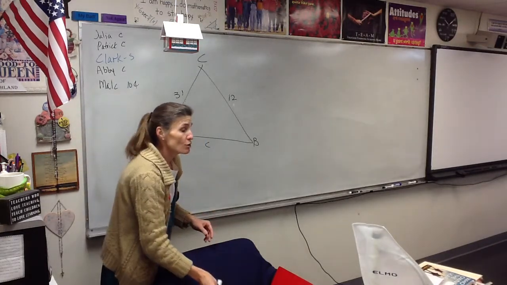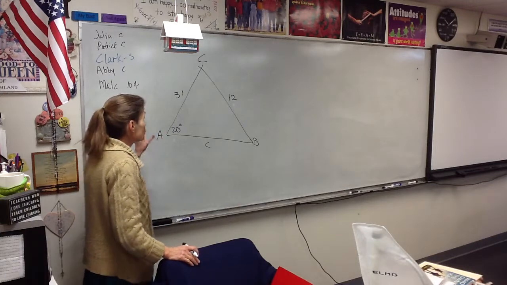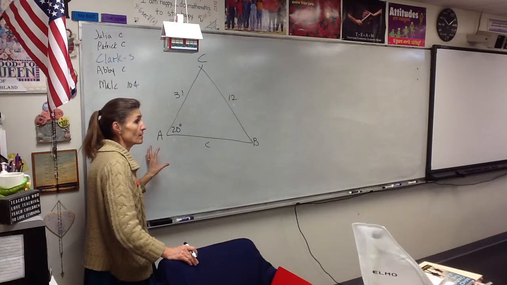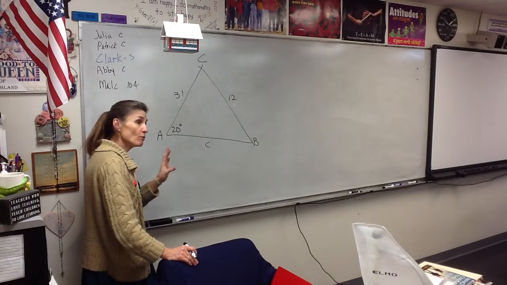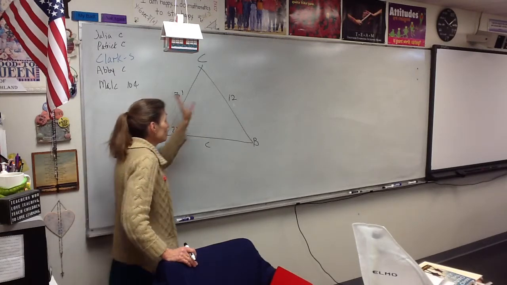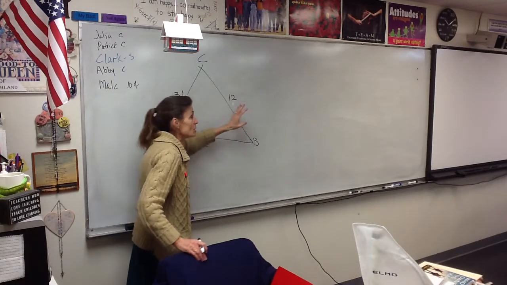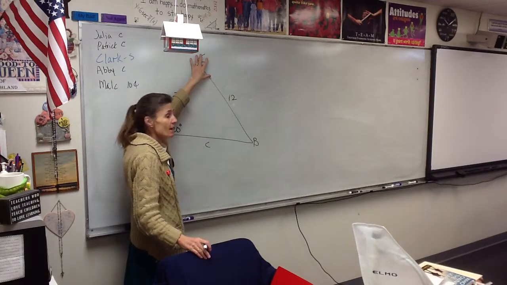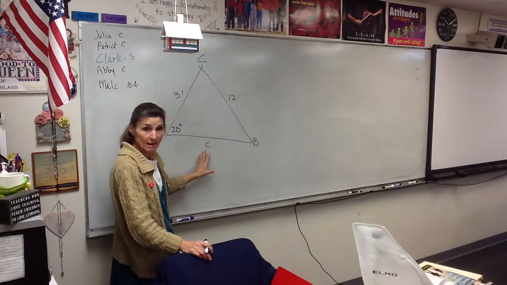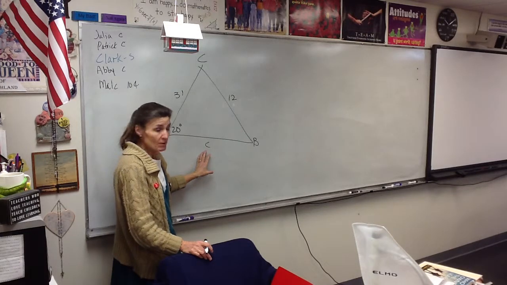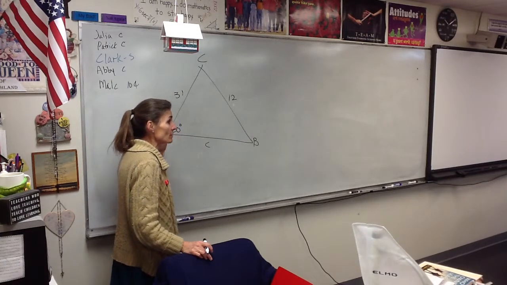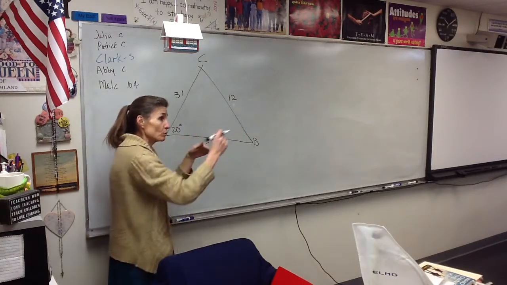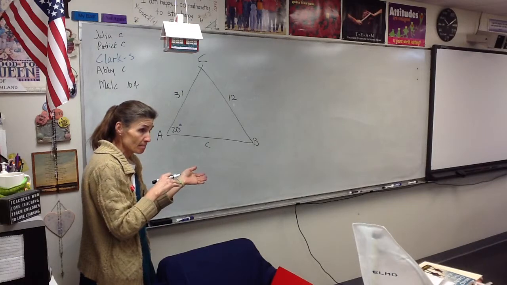Now, when you draw your own triangle, you can arrange A, B, and C any way you want them. But make sure that wherever you put angle A, you put the 12 across from it. So if you put angle A at the top of your picture, that would be okay, as long as you put the 12 down here. Okay? There's nothing magical about where the A, B, and C are. You just have to make sure you have the right sides lined up with the right angles. Do you understand what I'm saying?